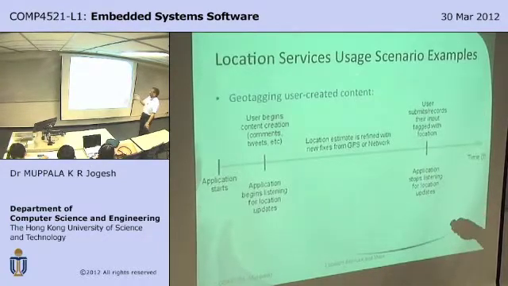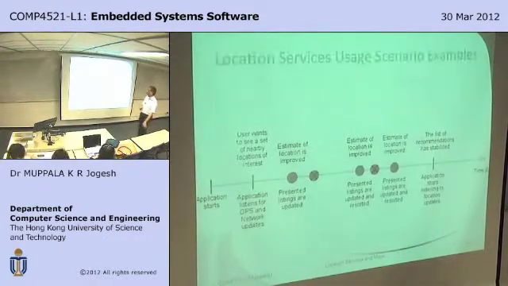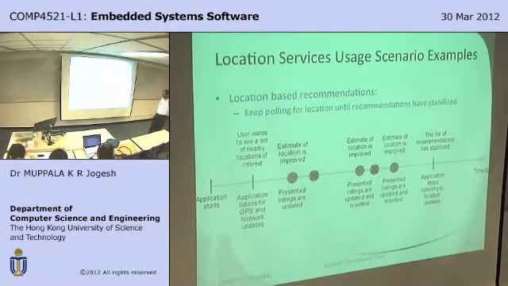So this is, for example, for geotagging user-created content like photos, like tweets, like videos and things like that. That's very useful in usage. Another scenario: location-based recommendations, like for restaurants or shops and things like that. Say, for example, when the application starts, user wants to see a set of nearby locations of interest. Say a tourist is visiting a place and wants to know what are the important tourist spots around the place that they are.